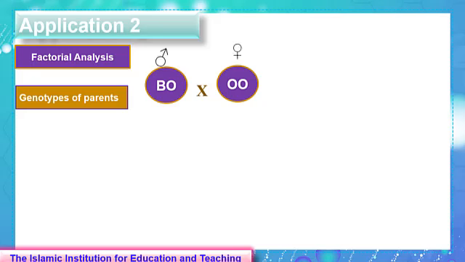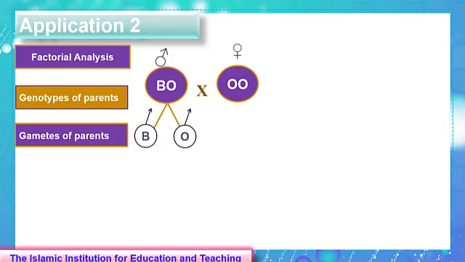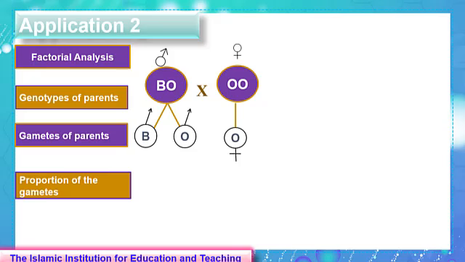Now let's do the factorial analysis. The genotypes of the parents are BO for the man and OO for the woman. The gametes of the parents are: half of the male gametes carry the B allele and the other half carry the O allele. All the female gametes carry the O allele. The proportion of the gametes are half for each male gamete and 1 for the female gametes.